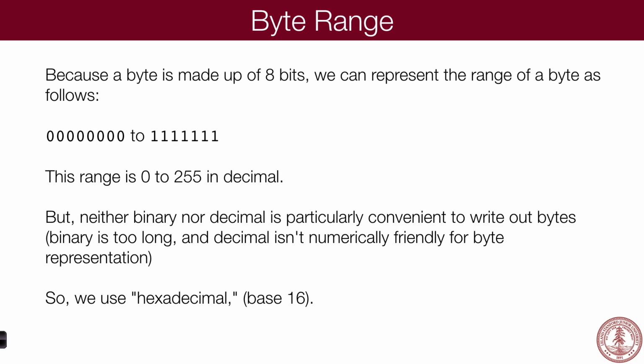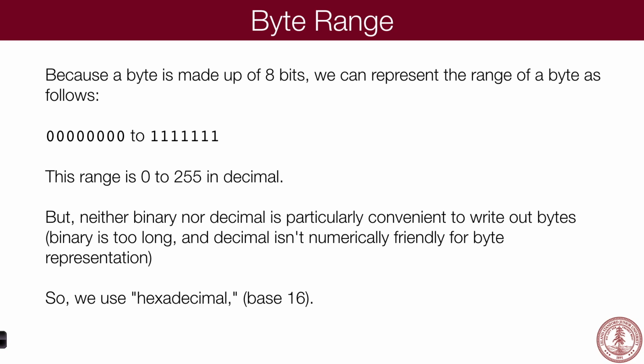Okay? 8 bits make up a byte. Therefore, we can represent numbers from 0, 0, 0, 0, 0, 0, 0, 0 to 1, 1, 1, 1, 1, 1, 1, 1. I think I'm missing one there. Should be 8 of them there. Okay? The range is, we already said, 2 to the number of bits, right? 2 to the 8th is 256. We can represent 256 different numbers with 1 byte.